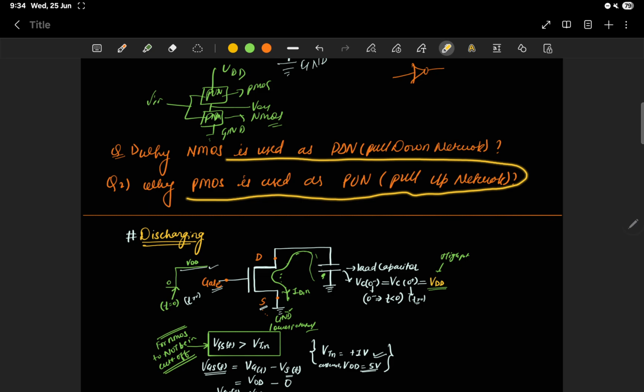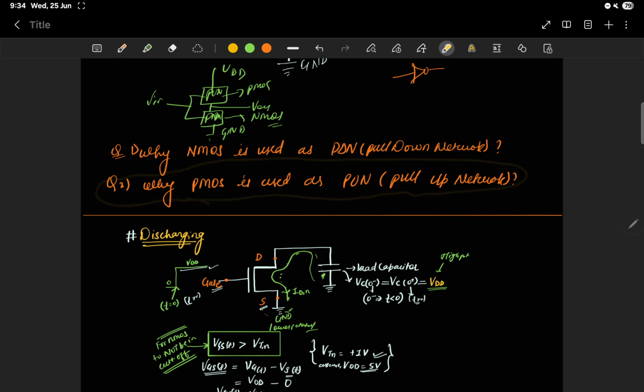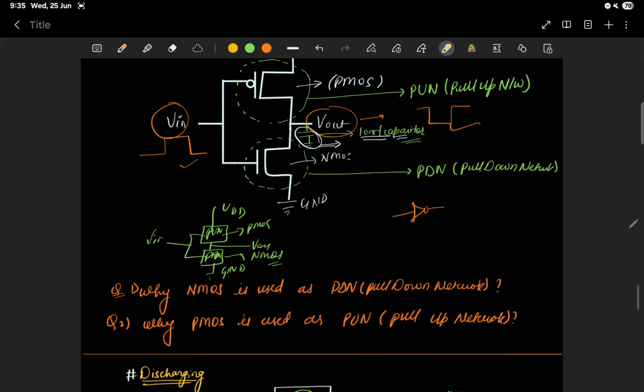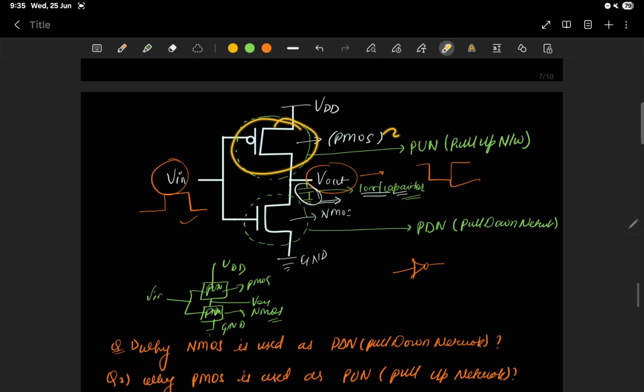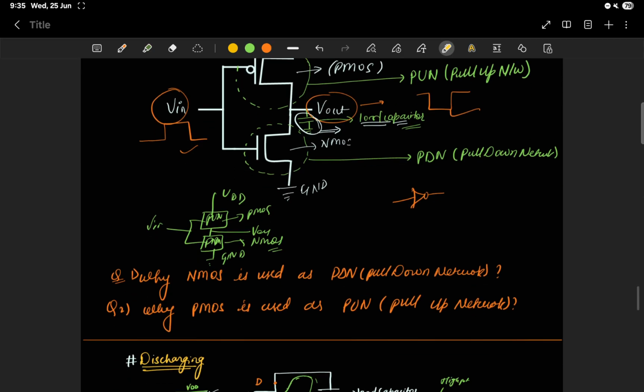So continuing this video, we are going to discuss why PMOS is used as a pull-up network. We have successfully answered it for NMOS, now we will go for PMOS. So here PMOS is used like this, and here is my capacitor. If I focus on this circuit, why is this connected in this way only? This should be my question, and if this is clear, then I'm ready to answer it.